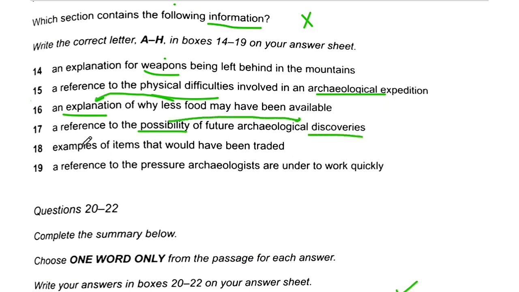Then comes the examples of items that would have been traded. No, they have not given any examples. So this is also not there. Next comes a reference to the pressure archaeologists are under to work today. A reference to the pressure on archaeologists. They have not spoken about that also. So here there is nothing related to paragraph A.